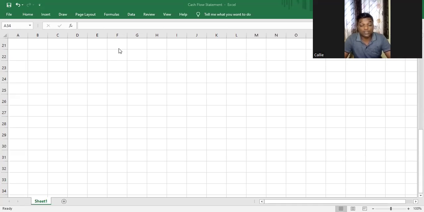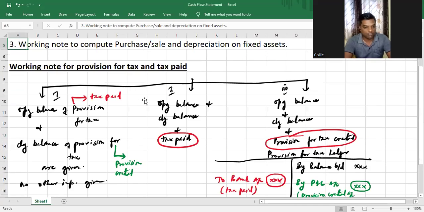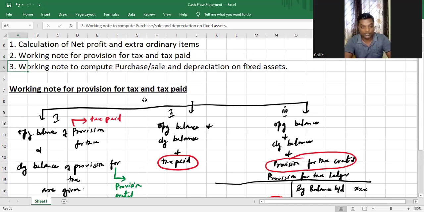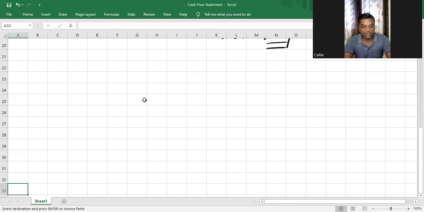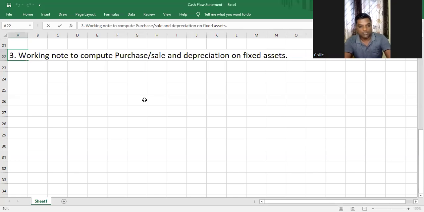In this series of videos, we are learning how to solve the cash flow statement 6 mark problem questions asked in CBSE examinations. In the previous videos, I introduced you to the various working notes that have to be prepared, and I also taught you how to prepare and when to prepare the working note for provision for tax and tax paid. And in this particular video, we're going to be learning how to prepare and when to prepare the working note for purchase, sale, and depreciation of fixed assets.